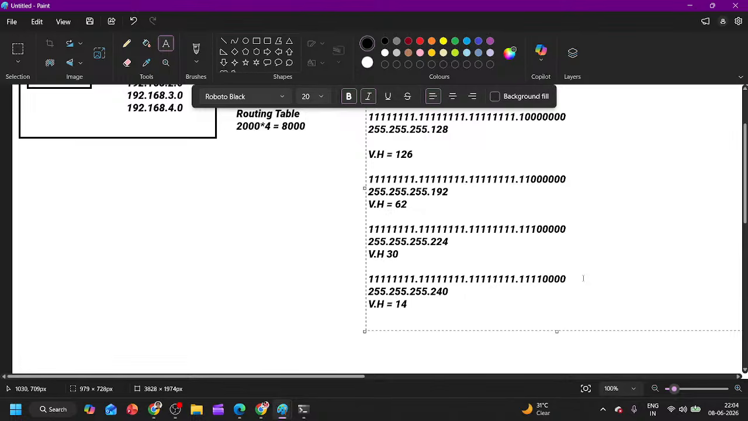I need 10 IP addresses. Don't you think this subnet mask is perfect for me?